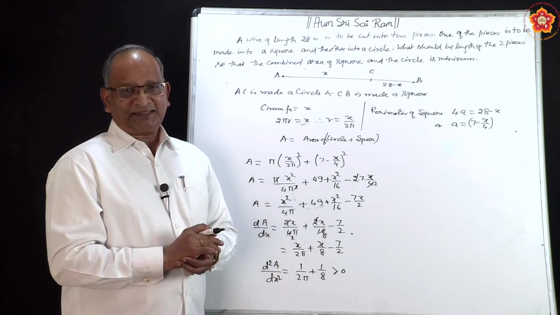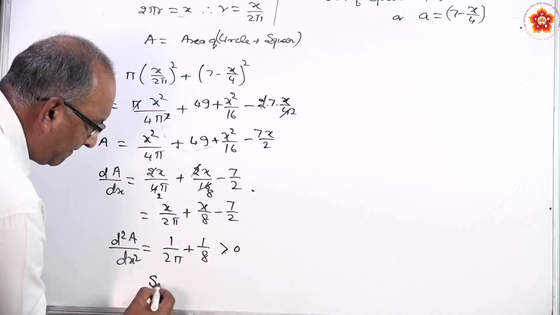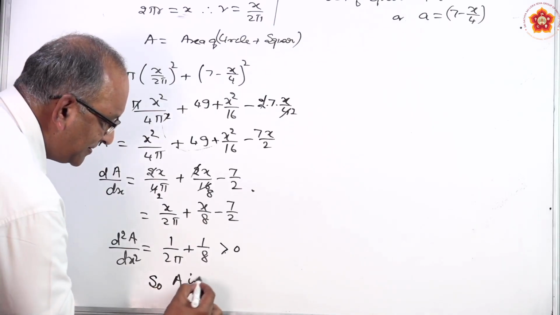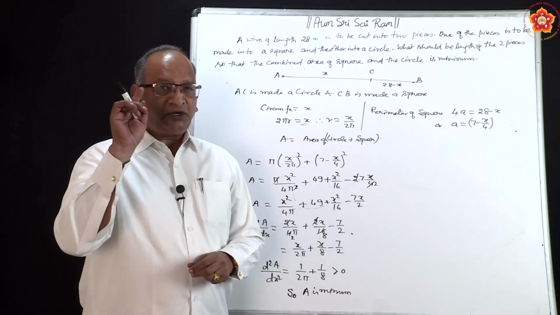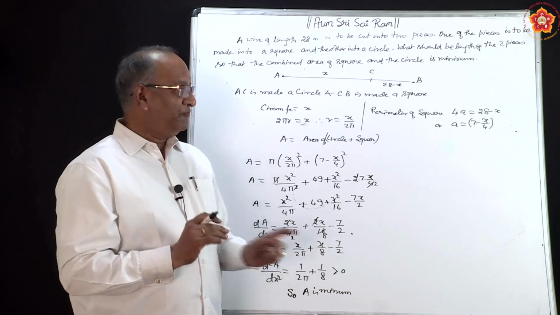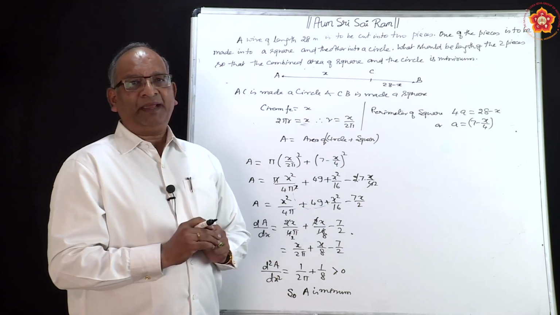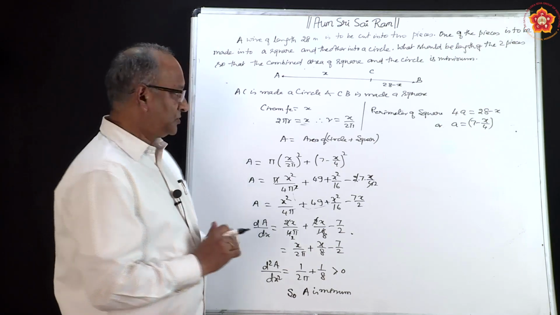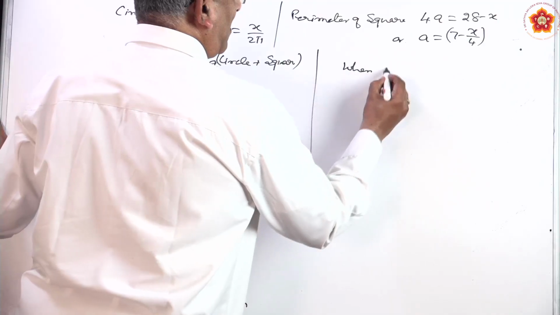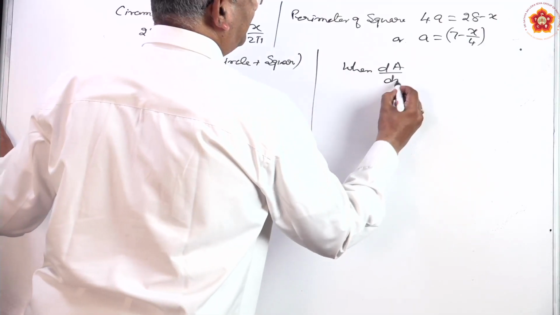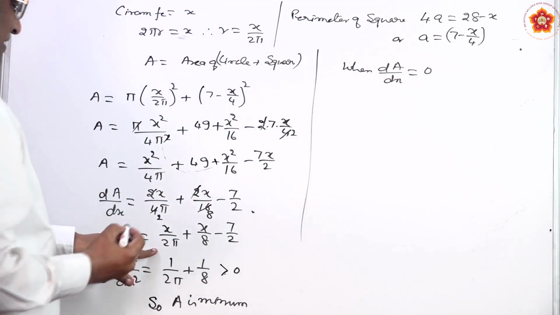This is greater than 0 irrespective of what x is. Irrespective of what x is, the second derivative is positive, so the area is minimum. But in order to know what x is, we need to take the first derivative and make that first derivative 0. So when dA by dx equals 0, we are equating dA by dx with 0.